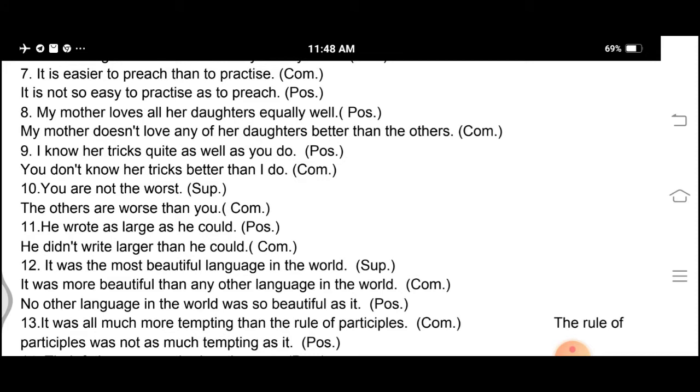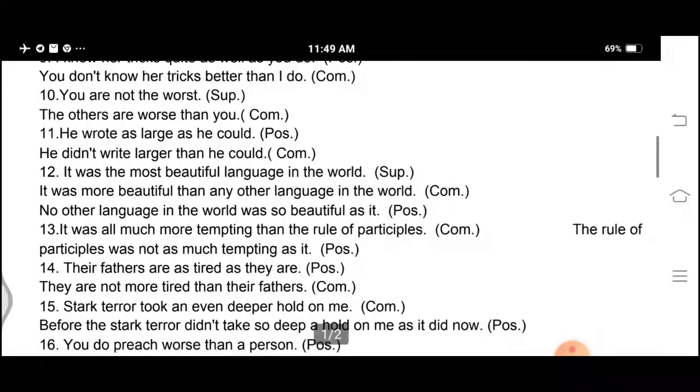I know her tricks quite as well as you do. It's a positive. You don't know her tricks better than I do. Better. It's a comparative. You are not the worst. Worst. That is why it's a superlative. The others are worse than you. Comparison held between two. That is why comparative.